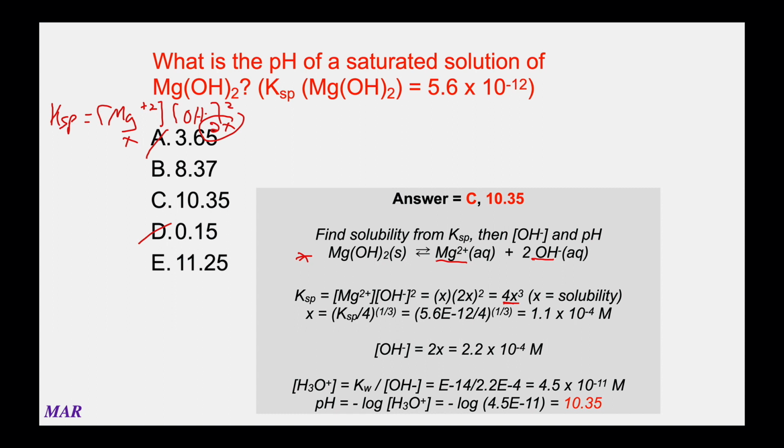And then what I did in this problem is I first solved for hydronium. Hydronium equals Kw divided by hydroxide, 4.5 times 10 to the minus 11. And once you have hydronium, minus log of hydronium, 10.35. Now you could have also solved for pOH once you had hydroxide, and then 14 minus pOH should also give you the pH of 10.35. Either way is cool. Ksps can be helpful in finding pHs.